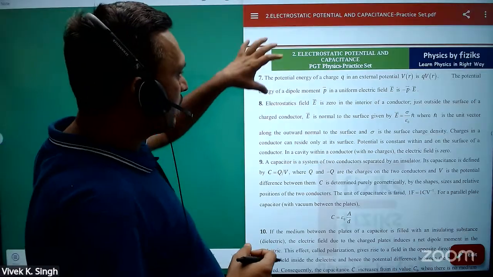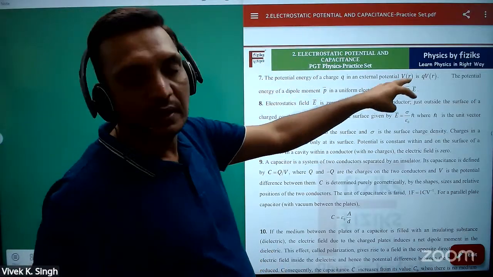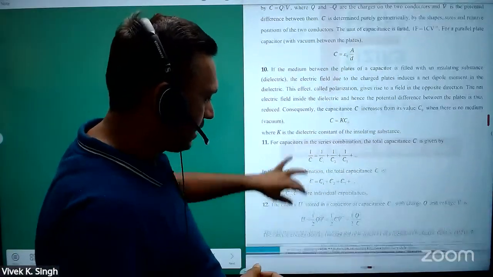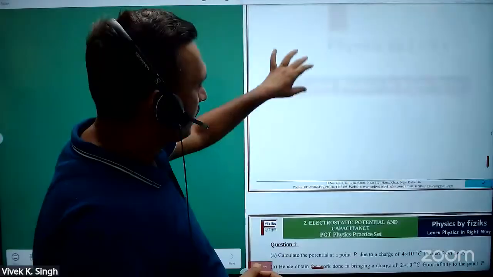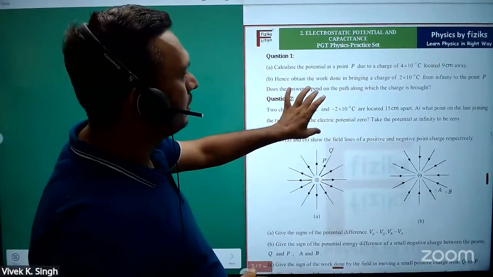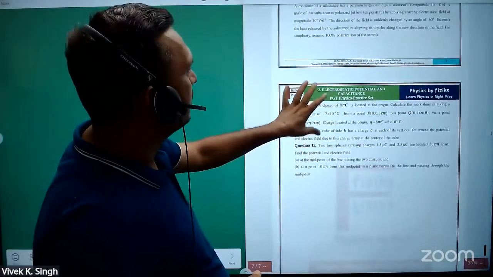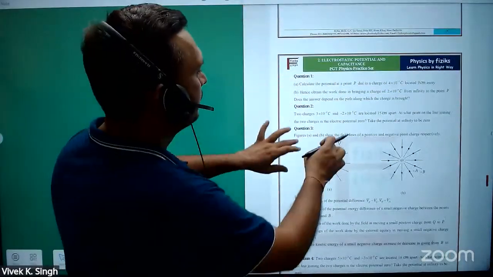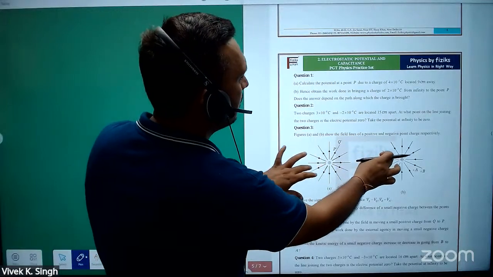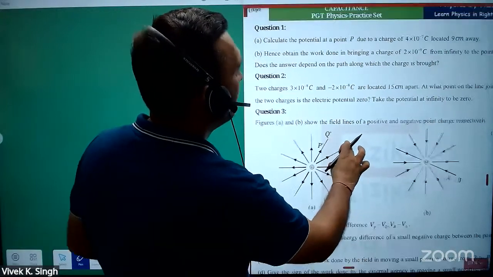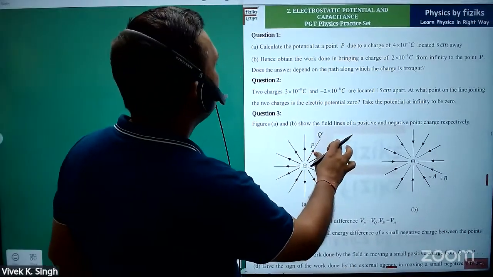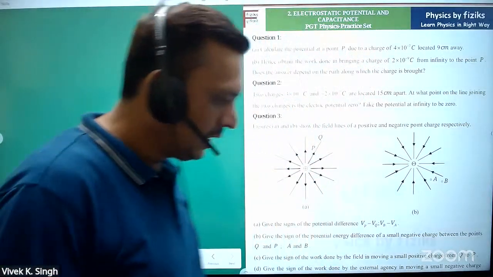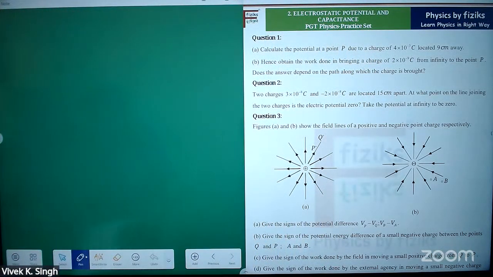So now we will focus on questions based on potential and electrostatic energy. Let's start with question number 1. Try to solve question number 1. Take 2 minutes and try to solve it.